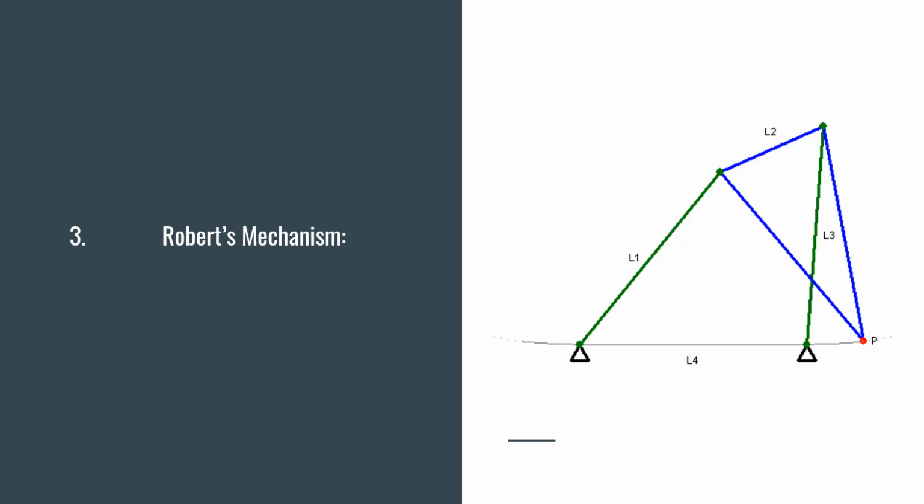The last one is the Roberts mechanism. The Roberts mechanism converts rotational motion to approximate straight line motion. This linkage was developed by Richard Roberts, and this mechanism can be classified as a Grashof rocker and symmetrical 4-bar linkage.